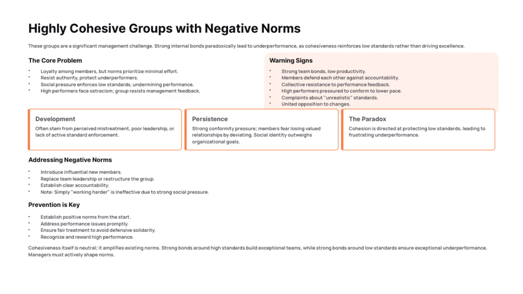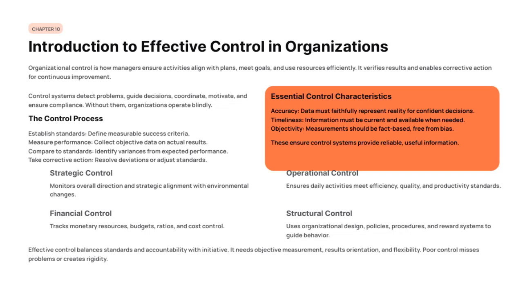In summary, understanding how cohesion interacts with norms is crucial. It's not just about building team spirit, but about ensuring that the norms we foster lead to high performance, not underachievement. Effective control is all about finding the right balance. It combines setting clear standards and holding people accountable, while also encouraging initiative. To do this well, we need objective measurement, a results-oriented approach, and enough flexibility to adapt as needed.